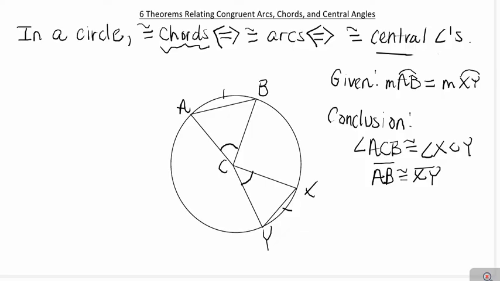So that's kind of what this theorem is saying. All you need is one of those 3 things, and then you can conclude that the other 2 are also going to be true. So keep that in mind as you're working through examples. These 6 theorems are going to come in handy. Just remember what I have written up here.